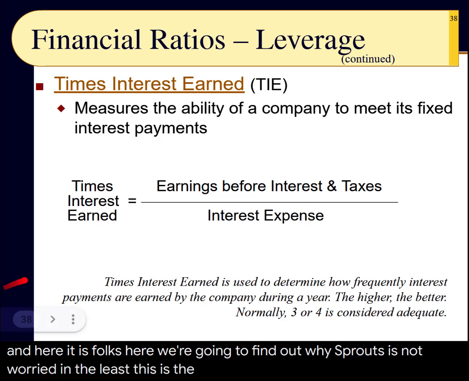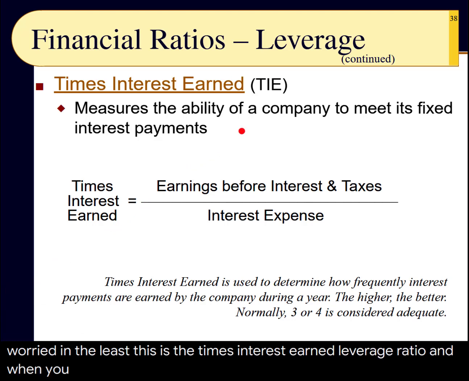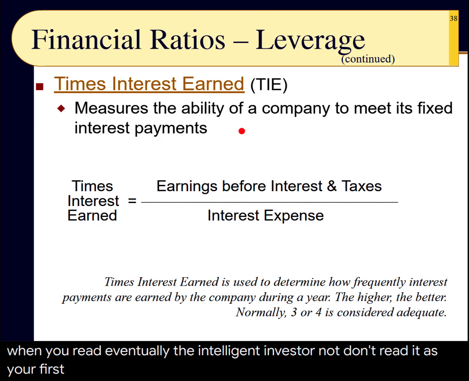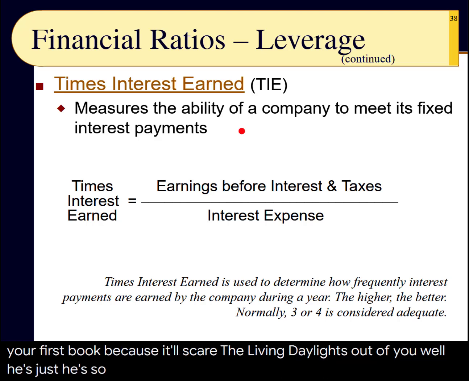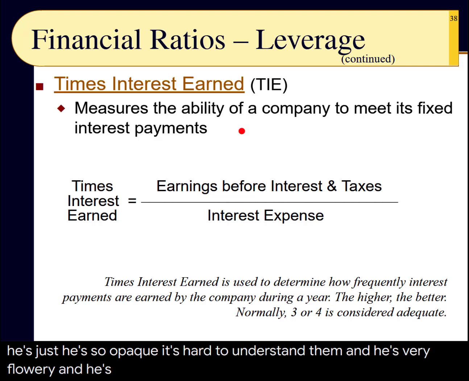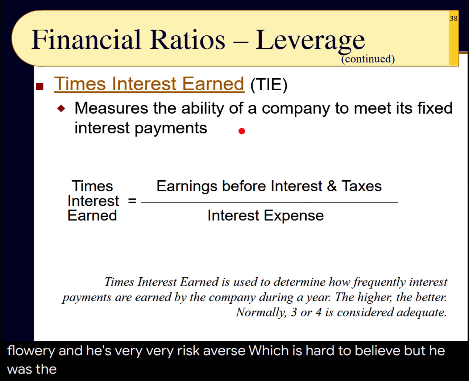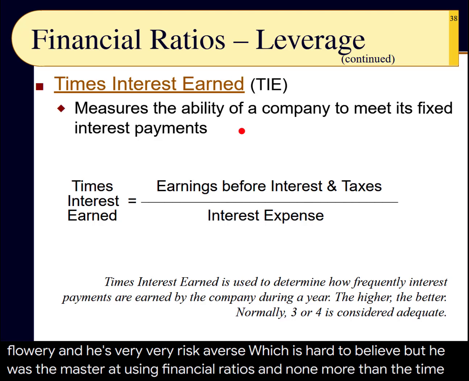This is the times interest earned leverage ratio. And when you read eventually The Intelligent Investor, now don't read it as your first book because it'll scare the living daylights out of you. Well, he's so opaque. It's hard to understand him, and he's very flowery, and he's very, very risk averse, more than I am, which is hard to believe. But he was the master at using financial ratios, and none more than the times interest earned.